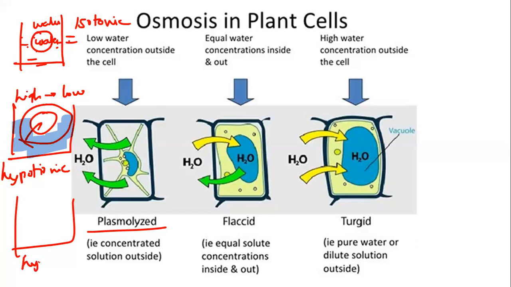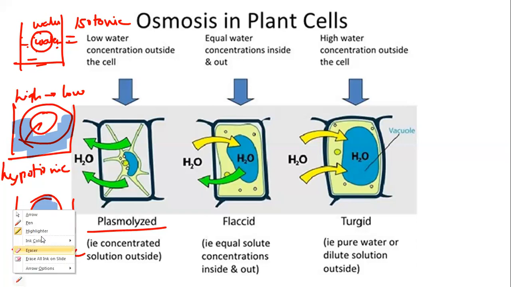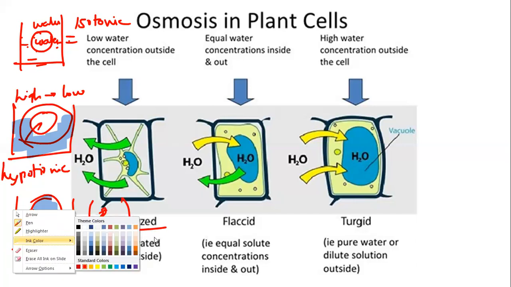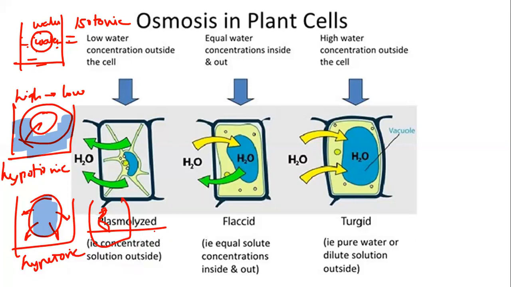And the last one is hypertonic. Hypertonic means the cell contains a lot of water content, whereas outside the water content is very less. So the water will move from higher concentration to lower concentration, that means from the cell to the beaker. Later the cell will become shrunken, and that condition is called plasmolyzed. The shrunken cell is called plasmolyzed.